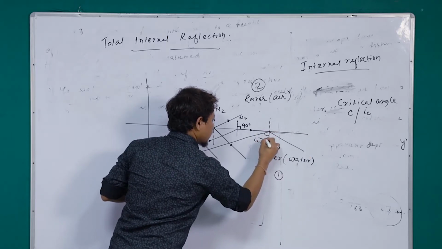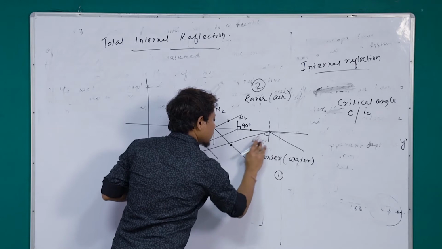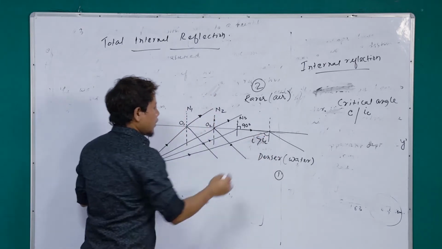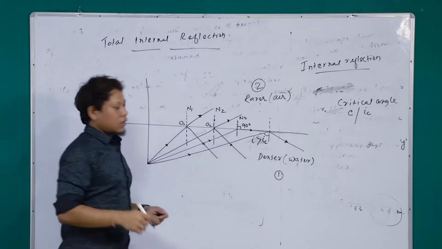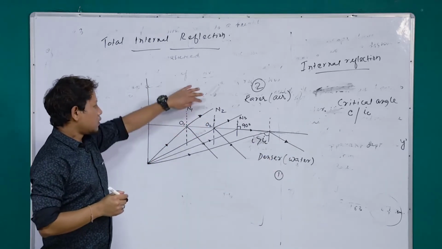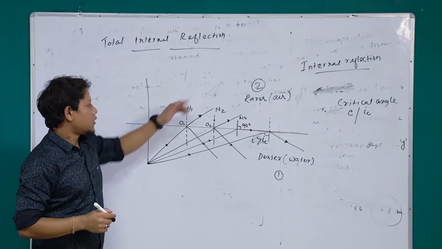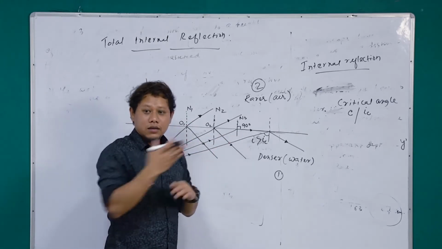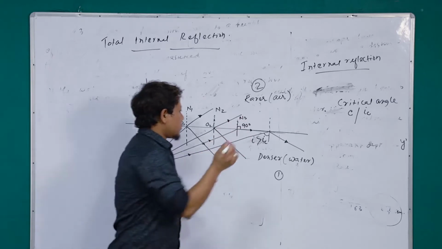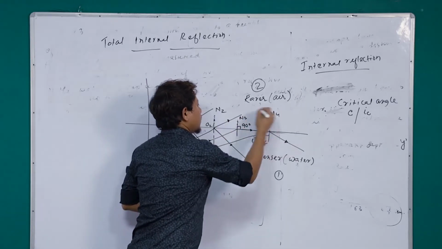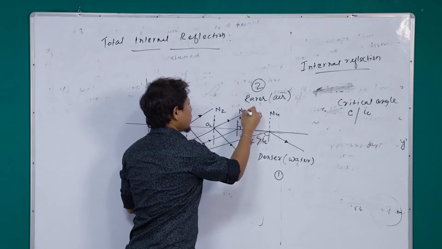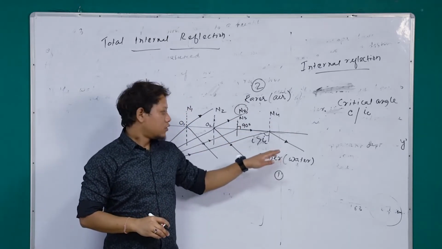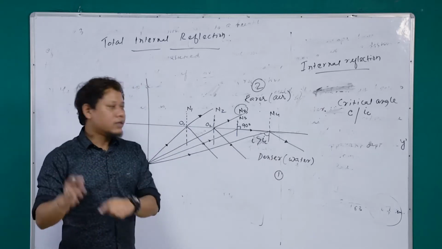Okay, so this is I greater than IC. Here, in the first two cases, some of the light is reflected back and some is traveling to the other medium. But here the refracted ray grazes along the interface. And in the fourth stage, what's happening here? There is no refraction, there is only reflection. So this case is called total internal reflection.